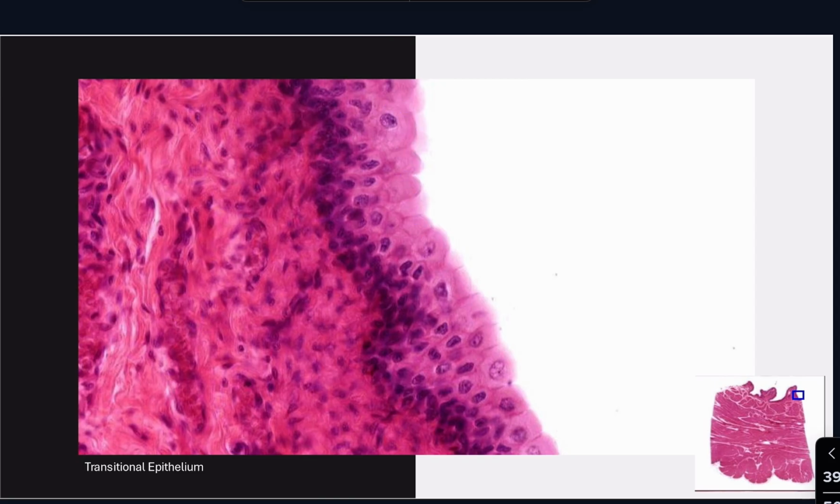So that lumen, like we said, is going to be lined with transitional epithelium in the bladder. It's very well adapted to the lining of the urinary tract. It can tolerate repeated cycles of stretching and recoiling, so filling and emptying. And that muscularis layer is going to be a lot thicker, like we said, in the bladder. So let's take a look.